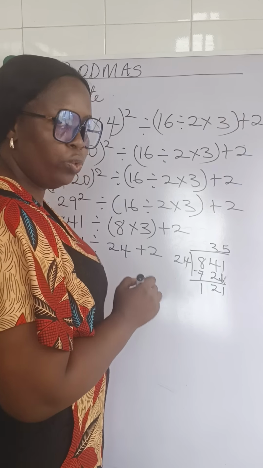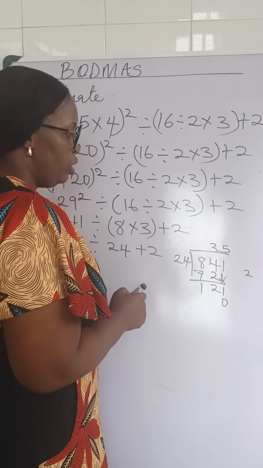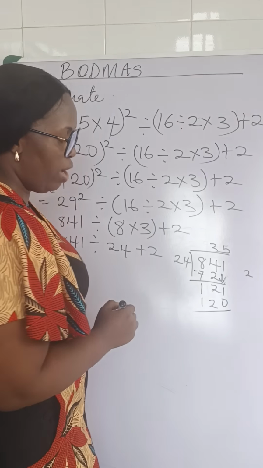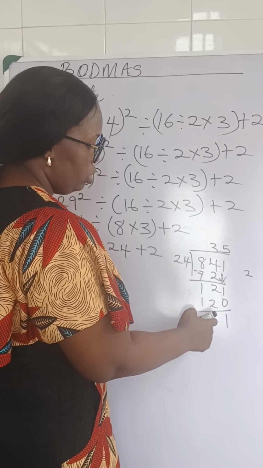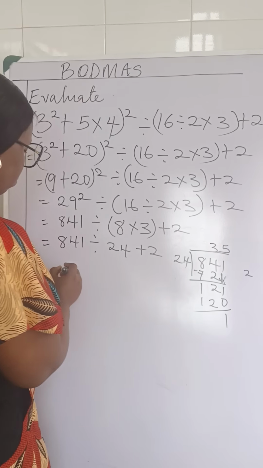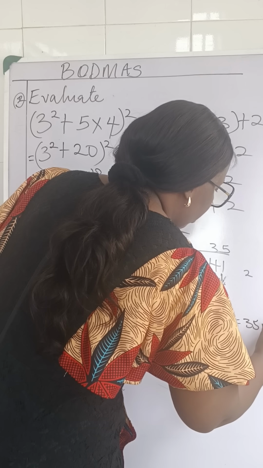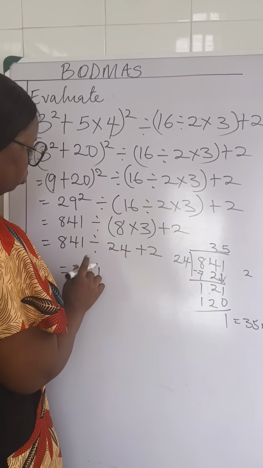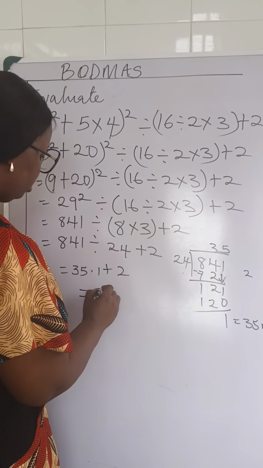5 times 4 is 20. You write your 0 and carry your 2. 5 times 2 is what? 10. 10 plus 2 is 12. Right? So we'll have 1 take away 0 is 1, 2 take away 2 is 0, 1 take away 1 is 0. So what we'll have here is 35 remainder 1. So we'll have here 35 remainder 1, or 35.1, plus this 2 here. So our final answer is 37.1.